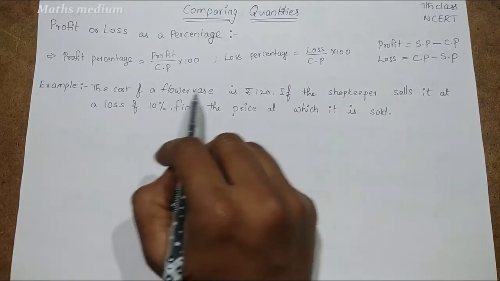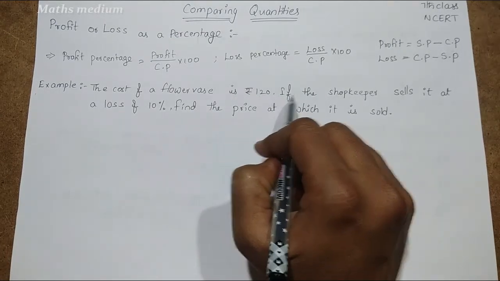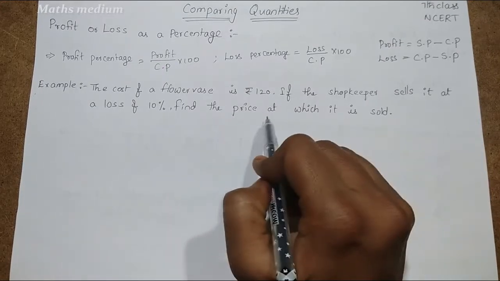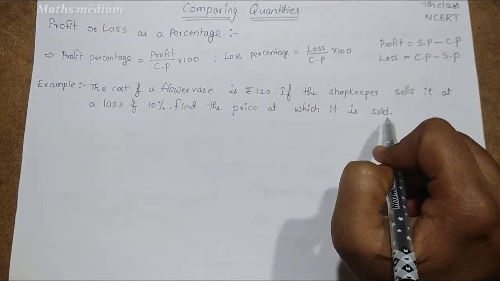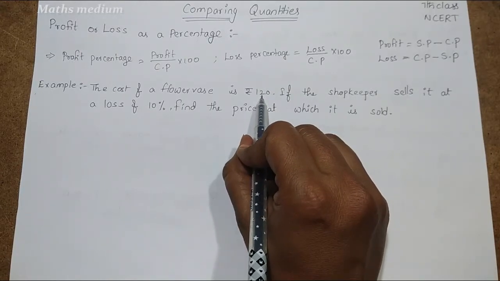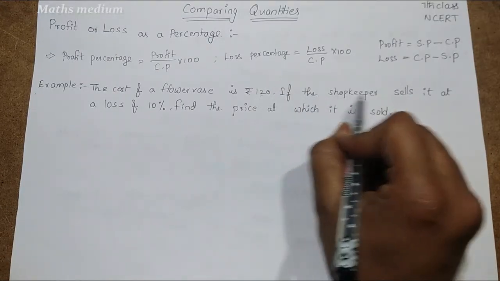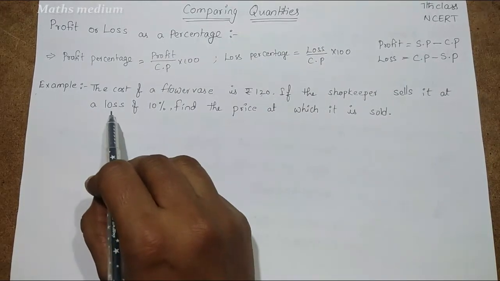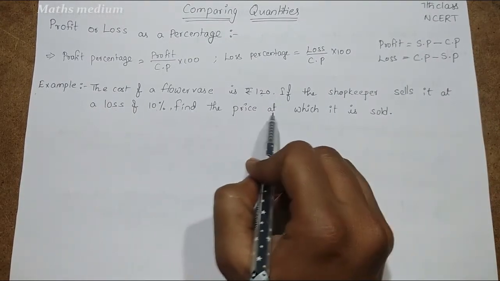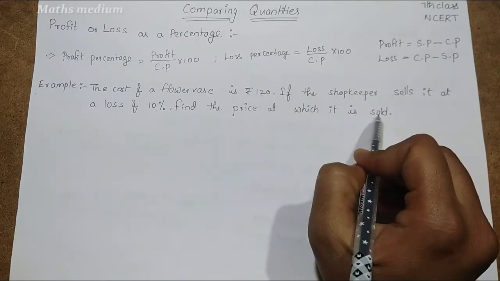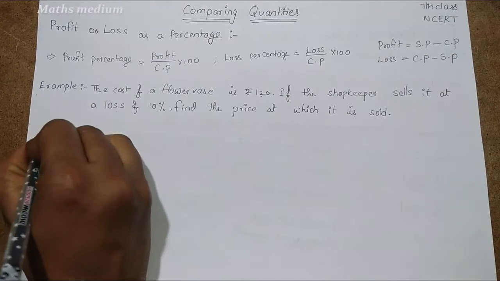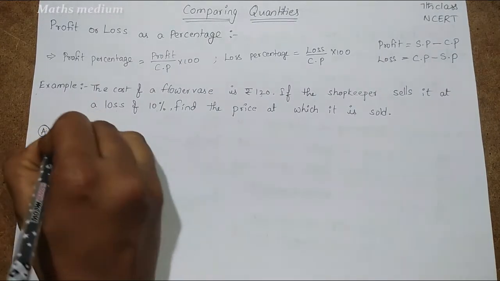The cost of a flower vase is 120 rupees. If the shopkeeper sells it at a loss of 10%, find the price at which it is sold. So here the flower vase cost is 120, it means the cost price, CP, is given. The shopkeeper sells it at a loss of 10%. Find the price at which it is sold, it means we have to find the selling price. So let's start with the answer here.